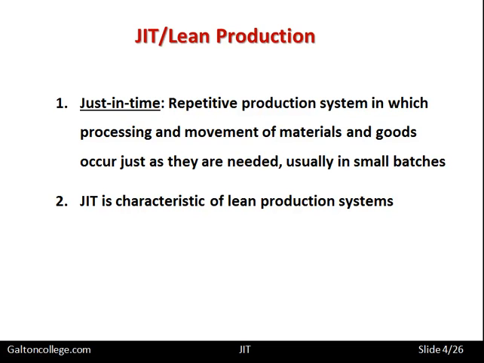JIT is characteristic of lean production systems. So there's no wastage in the system. JIT operates with very little fat. In other words, there's very little wastage in this system. Everything runs efficiently. Everything runs smoothly. All the machines are connected up so that the output from one runs smoothly as an input into the next until the final product is reached. So there's no waiting around. There's no inefficiency. It's a very lean and efficient system.